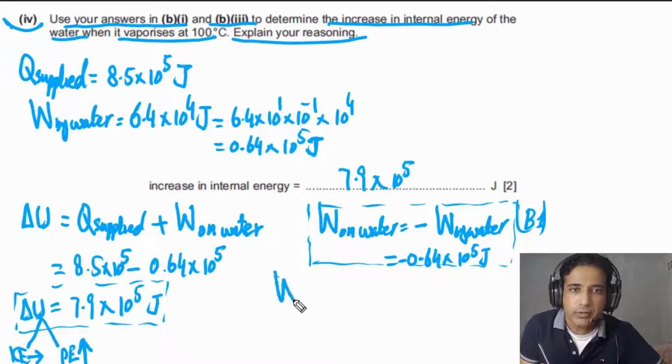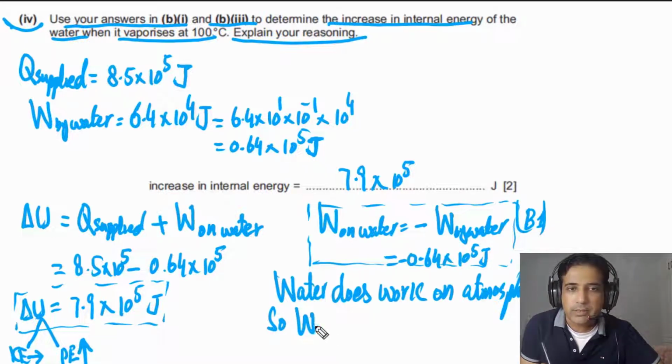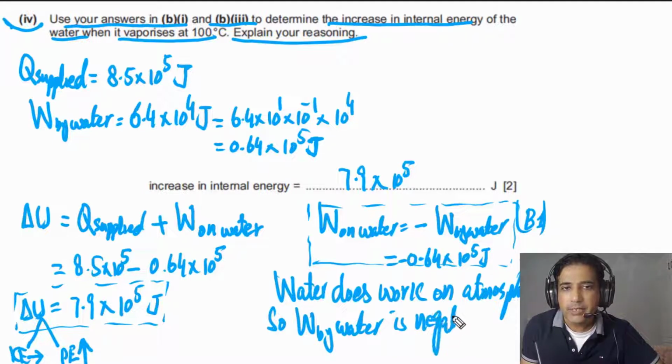So you can write down water does work on atmosphere. So work done by water is negative. If you write this one, you will get 1 mark, and that is the mark. If you just write down this much, it should be fine. But still, you can write down water does work on atmosphere.